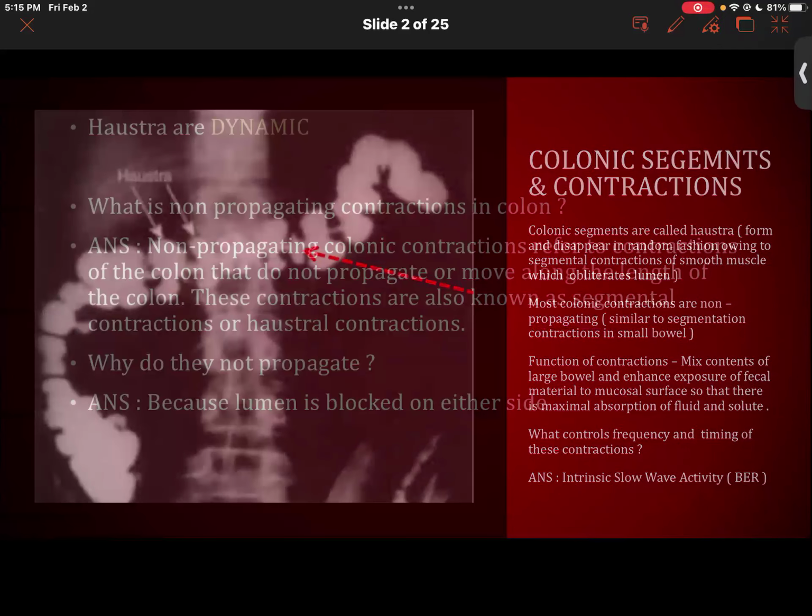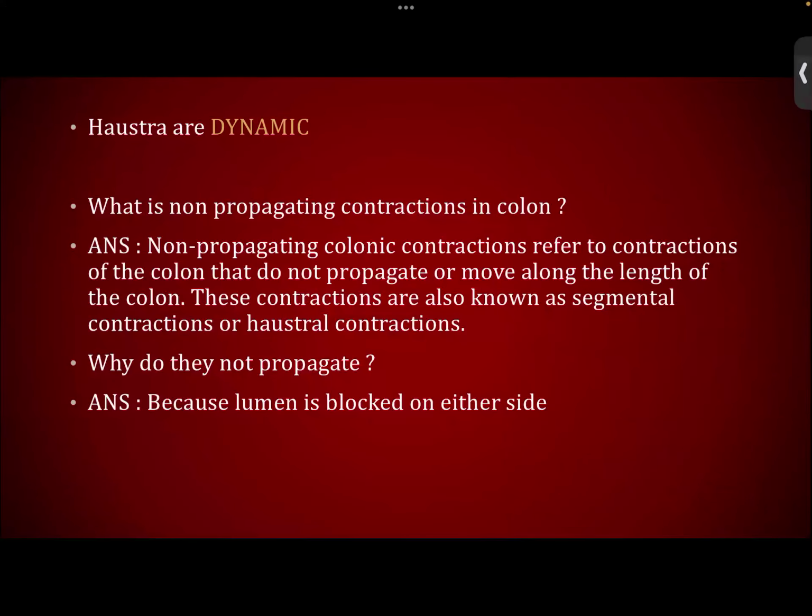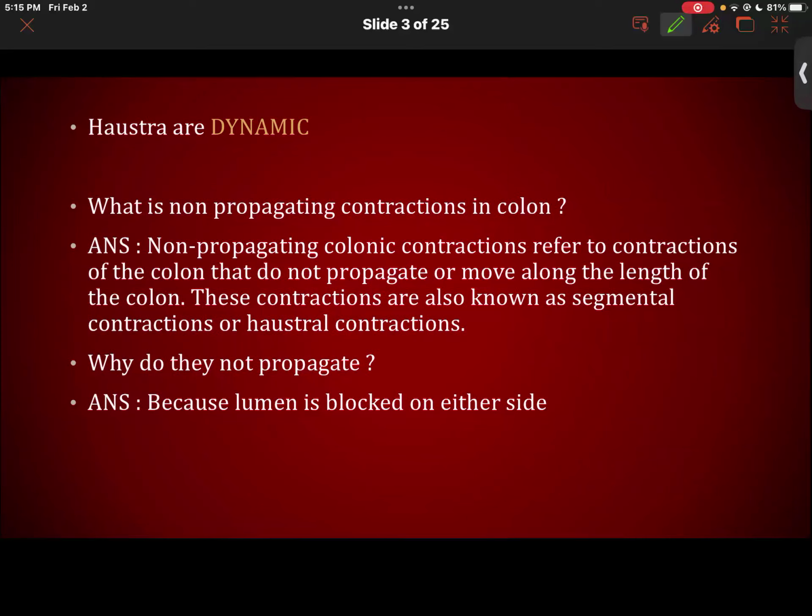Okay, so we're done with that slide. Once again, I'm going to keep repeating this, but haustra are dynamic, so they come and go. They're not permanent. They only come when the large intestine smooth muscle contracts. I made sure that you guys know the difference between propagating and non-propagating, because it is a bit confusing.